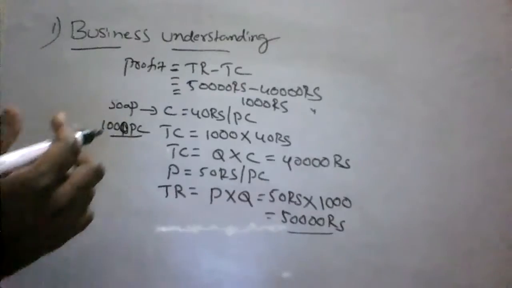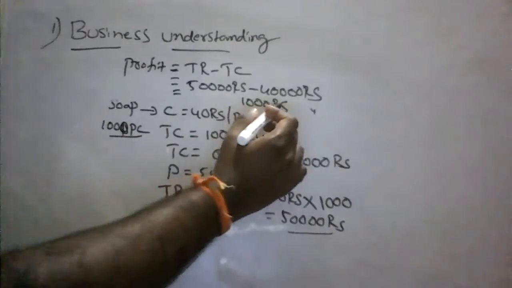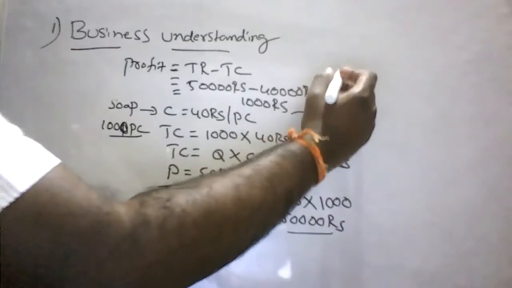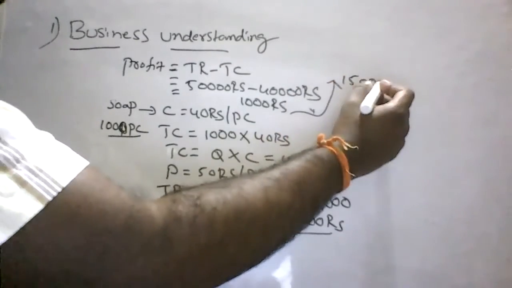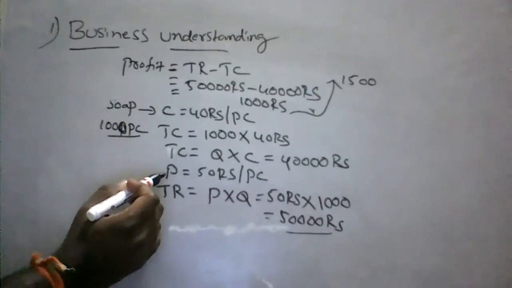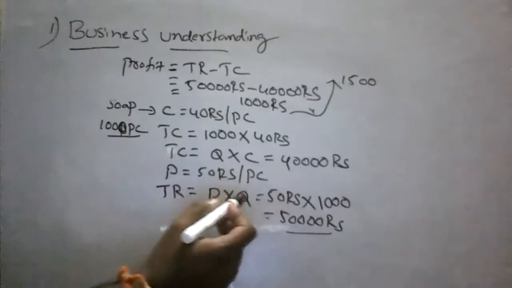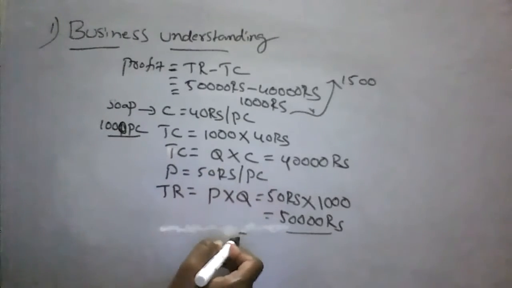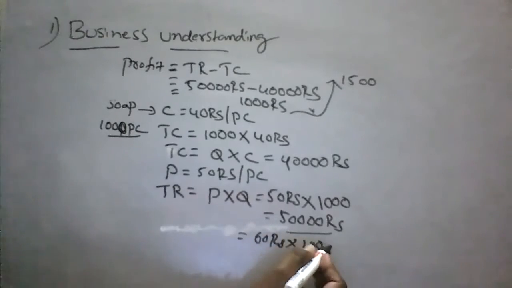If I want to increase it, I am not satisfied with 1,000 rupees. My objective is to increase this 1,000 rupees to some 1,500 rupees, or maybe 2,000 rupees in a day. That means I am now checking the possibilities. If I increase the price from 50 rupees to 60 rupees, say as an example, I put 60 rupees here, and 60 rupees into the same quantity I am selling.